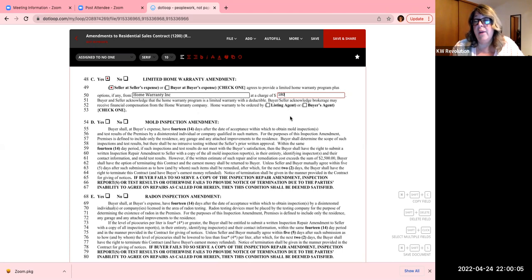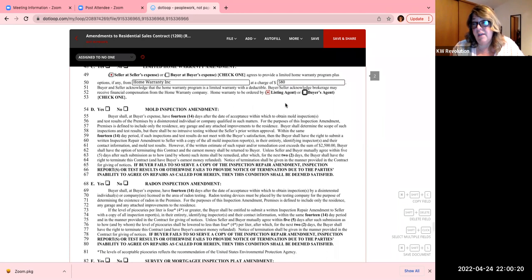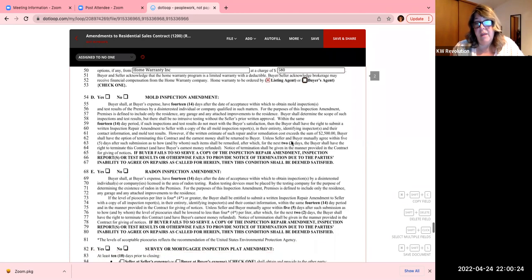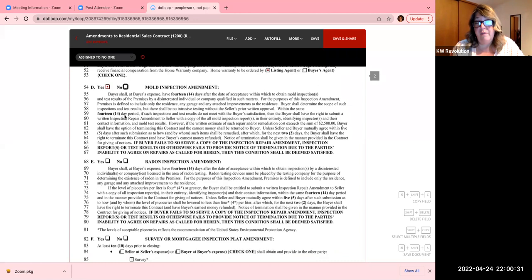And then who's ordering it? Because some of these companies do give that $100 kickback depending on who orders it. Decide right now, I want to order it or I want the listing agent to order it. If it's the listing agent, then the listing agent needs to get it ordered. And if it's the buyer's agent, then it goes there. Pretty simple. Mold inspection amendment. It does spell it out pretty clear. You have 14 days.